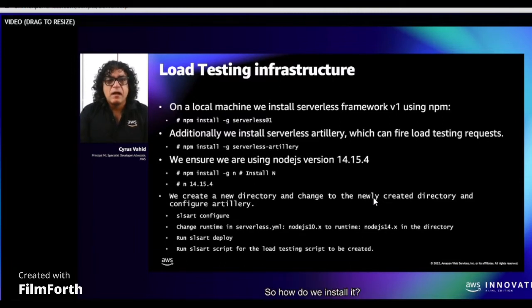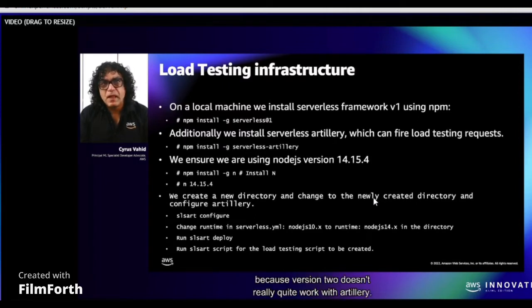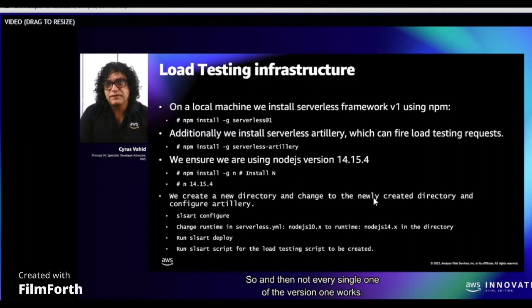So how do we install it? We install version 1 of the framework because version 2 doesn't really quite work with artillery. It's got bugs and it's got issues. And not every single version 1 works. So here, what I'm doing is sudo npm install -g serverless@1. That @1 at the end of that command is telling it, give me the latest of the 1 series. I think it's 1.83. So that should work.